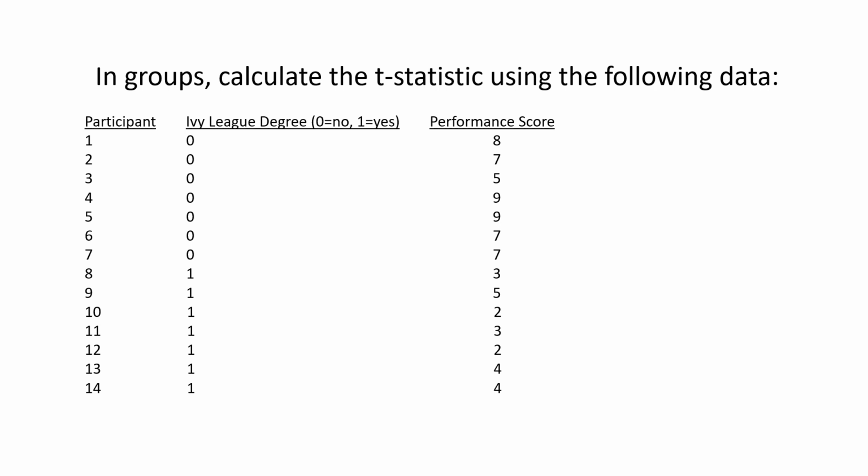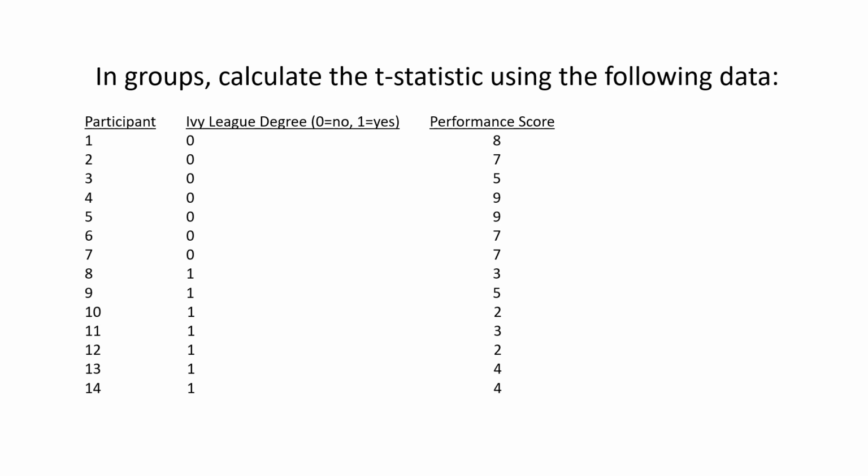And so we have two groups now. We have our Ivy League degree variable, which is a nominal two-category variable. So a score of 0 means that the employee does not have an Ivy League degree, and a score of 1 indicates that the employee does have an Ivy League degree. And we're also looking at performance scores. So these are slightly different from the previous example.